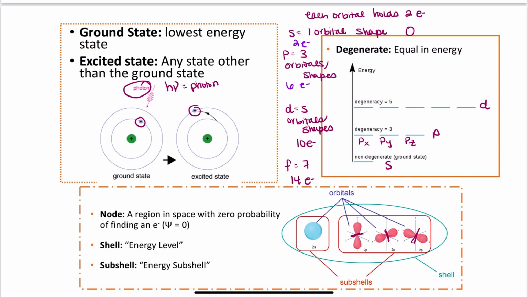A shell is your energy level, and that's your n equals 1, n equals 2, n equals 3, etc. And your subshell is your energy subshell. So the shell is your quantum number n, your subshell is your quantum number l. Your subshell is like which type of orbital do you have. So it's your L value, but with your shell, it will tell you which type you're in.